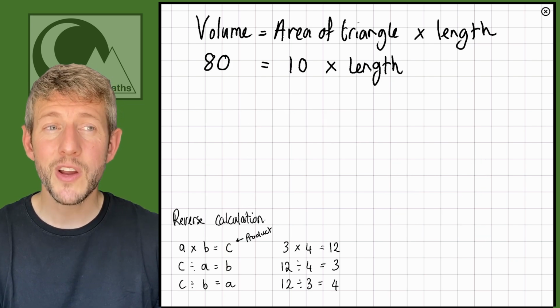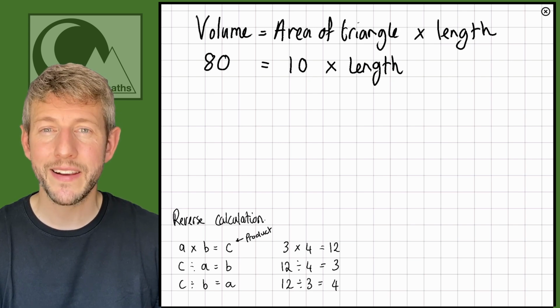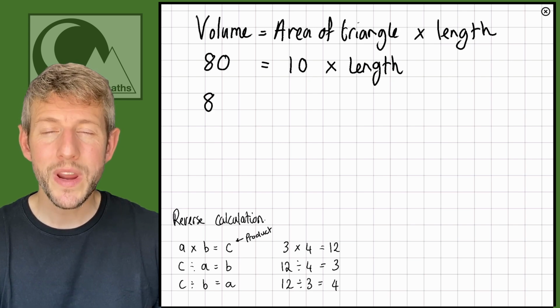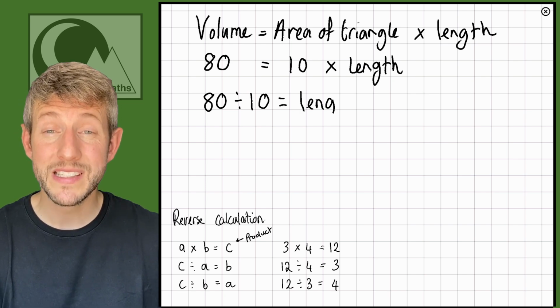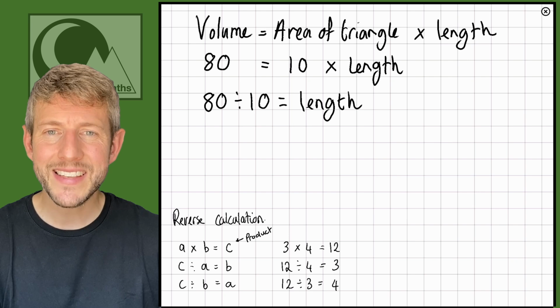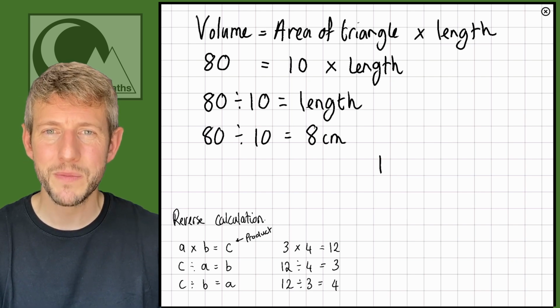Okay, so with this one, we have got 80 equals 10 times length. So we know that 80 divided by 10 will give us the length. Okay, so 80 divided by 10 equals 8. And there we go, the length of this prism will be 8.